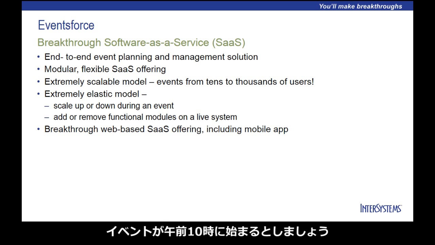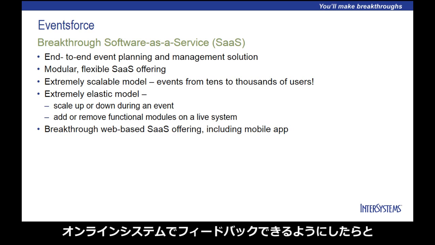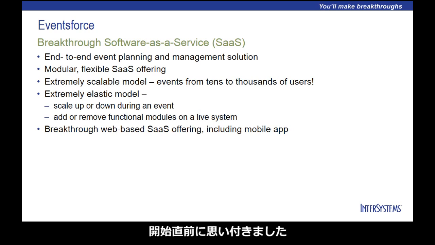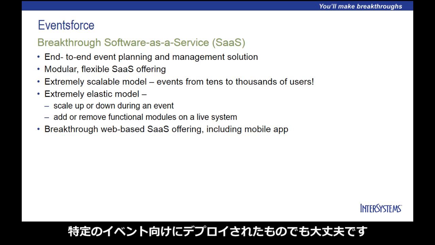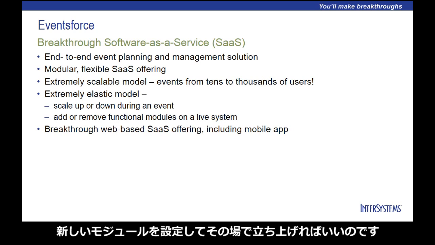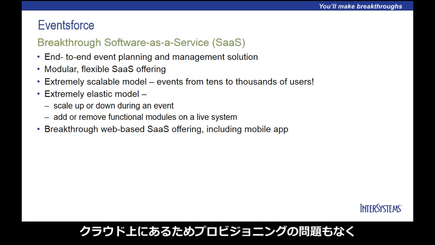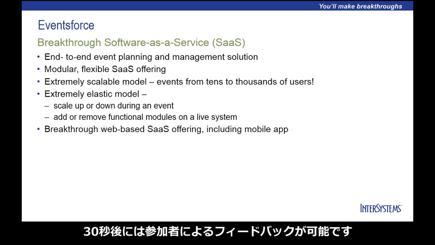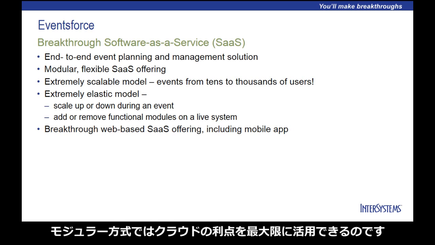Now let's say we start this event this morning at 10 o'clock. And just before we started, I have a thought. I said, wow, maybe it would be really nice if the attendees could also use the online system to give feedback for the sessions. Okay? But the session's just starting. They have a modular system where it doesn't matter if you've already deployed their application for a particular event. Because of the modular nature, you can just go in and configure the new module and say, launch live. It's in the cloud. There's no provisioning problem. 30 seconds later, the attendees can go on there and use that module to leave feedback. So they have a very modular system, and it takes great advantage of the cloud.